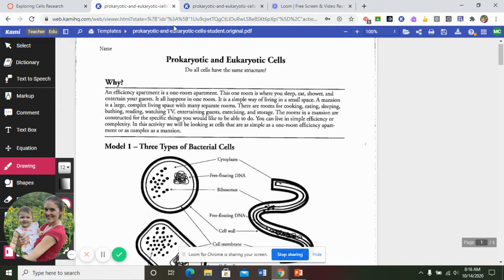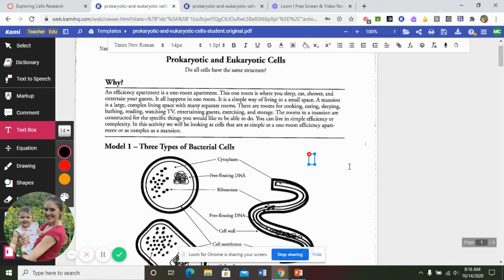You want to have the text box highlighted, and you'll just be able to click and type in there. Okay, so that's how that will work. You can change the color of your font if you want to. Please make sure that I can see it. If you write it in white, I'm not going to be able to grade it.